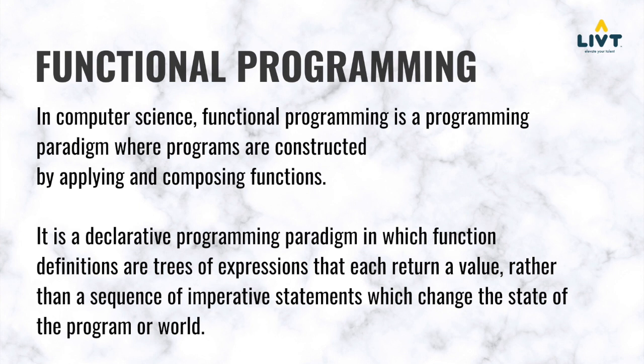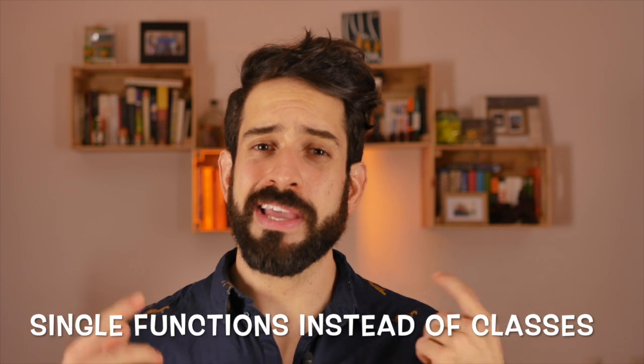In computer science, functional programming is a programming paradigm where programs are constructed by applying and composing functions. It is a declarative programming paradigm in which function definitions are trees of expressions that each return a value, rather than a sequence of imperative statements which change the state of the program or world. Basically, functional programming uses single functions instead of classes. This means doing things task by task, in which you cannot create objects.